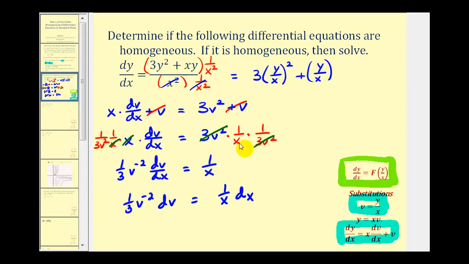And now we'll integrate both sides of the equation. So applying the power rule here, we'd have 1/3 times v to the negative 1 divided by negative 1, or negative 1/3 v to the negative 1. Now there would be a constant of integration here, but we'll go ahead and put it on the right side. So this is going to be equal to the integral of 1 over x, which is natural log absolute value of x plus c. Let's go ahead and continue this on the next slide.